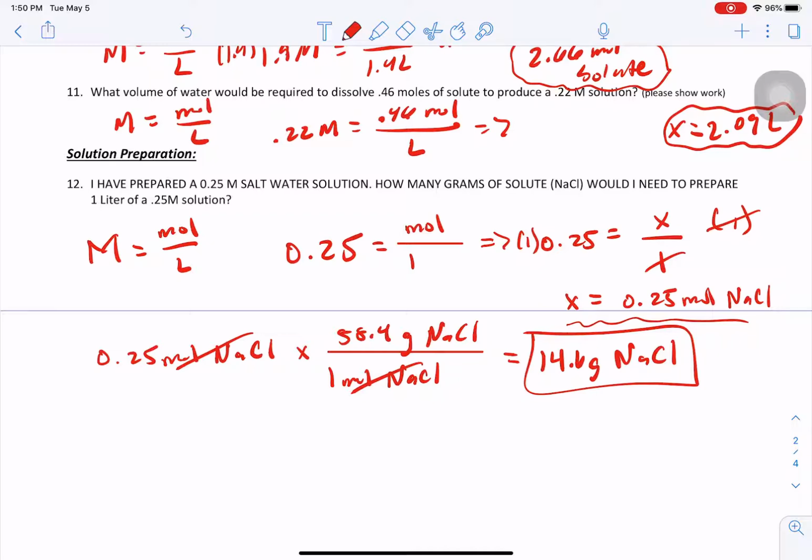Now, why is this helpful? This is how you prepare solutions. So when Mr. Mitchell prepares these solutions for you guys in lab, let's say it's copper sulfate, copper 2 sulfate, we worked with in our limiting reactants lab. And I wanted you guys to work with a 0.2 molar copper 2 sulfate solution. How did I do that? Well, I wanted instead of a 0.25, I wanted a 0.2.